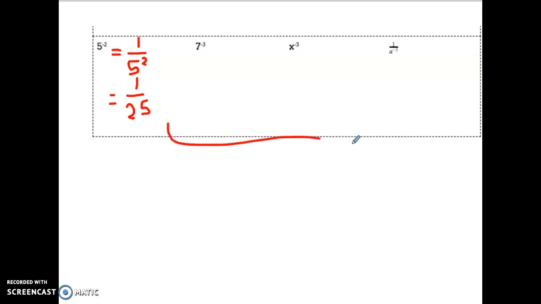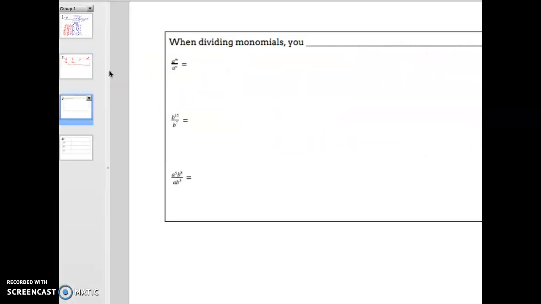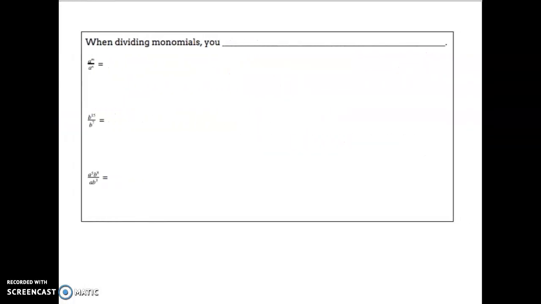All right, I'll let you pause and try these other 3. So hopefully your answers match mine. 1 over 343, 1 over x cubed, and then just a cubed. So moving on to the next stuff. If you look on the back of your paper, now we're going to start dividing monomials. And before we fill in this blank, we're actually going to start with this second example.